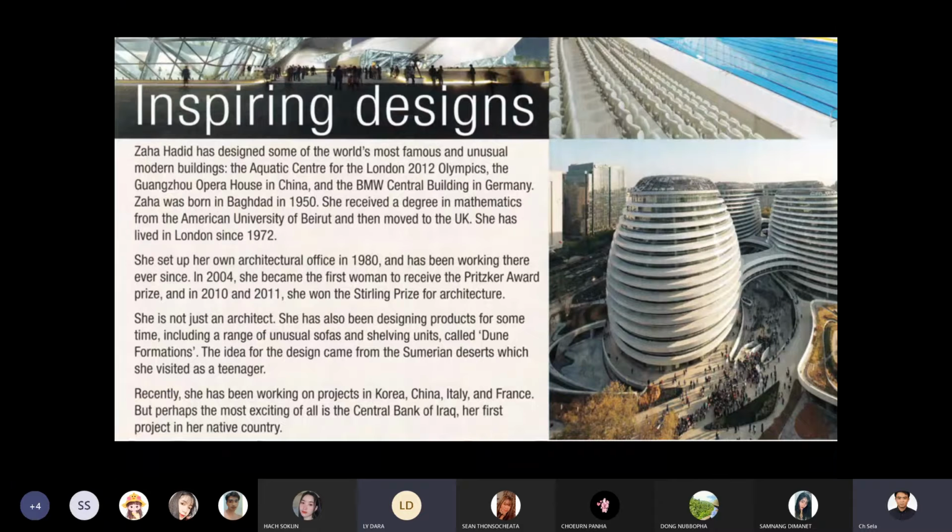She is not just an architect. She has also designed products for some time, including a range of unusual sofas and shelving units called the Dune Formations. The idea for the design comes from the submarine desert which she visited as a teenager. Recently, she has been working on projects in Korea, China, Italy, and France. But perhaps the most exciting of all is the Central Bank of Iraq, her first project in her native country. Okay, thank you very much. Very good. Okay, now Usa, I want you to read again.